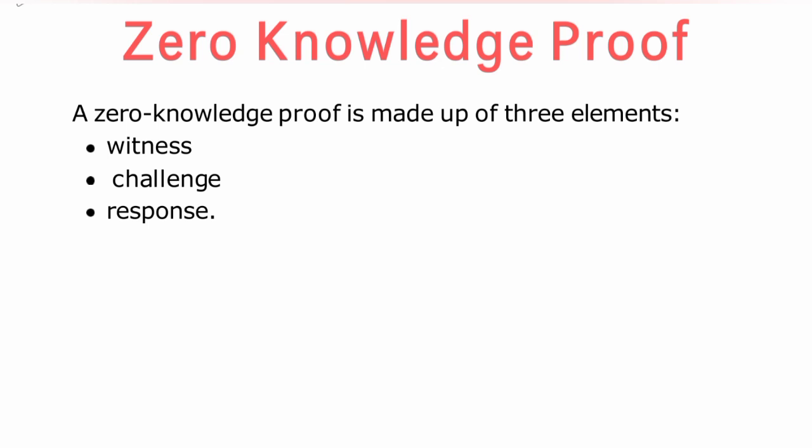It will show some pictures and ask you to select particular pictures in the set of pictures. It will randomly ask for that pattern of pictures repeatedly until the verifier is satisfied that you are the valid prover. So that is how we apply the three elements of the zero knowledge proof: witness, challenge, and response.